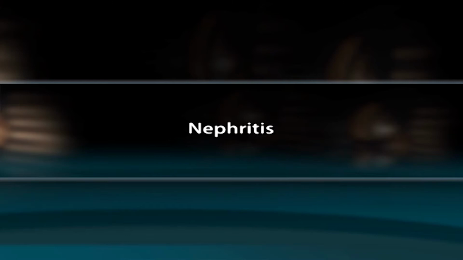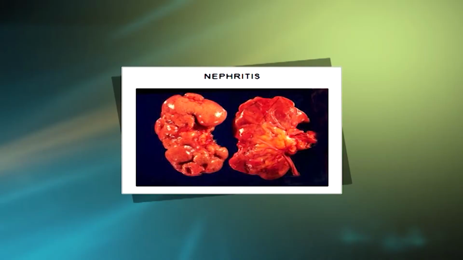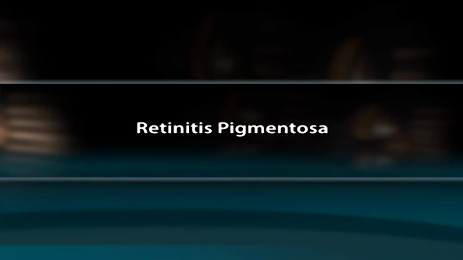Now, let us see about nephritis. Nephritis is inflammation of the kidneys and may involve the glomeruli, tubules or interstitial tissue surrounding the glomeruli and tubules, and this is very clear in this figure. It can produce glomerular injury by disturbing the glomerular structure with inflammatory cell proliferations, which leads to reduced glomerular blood flow and urine output.